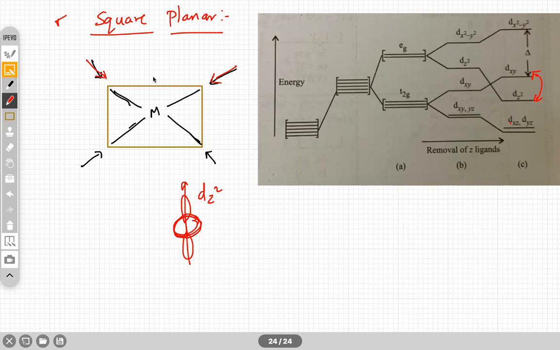Along this line, we do not have ligands, right, in comparison to the octahedral complex.